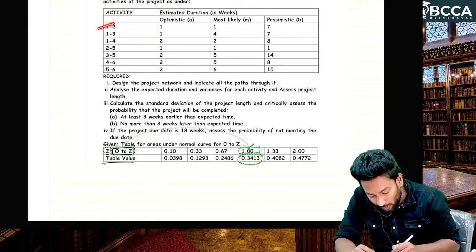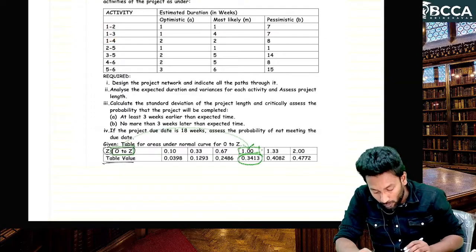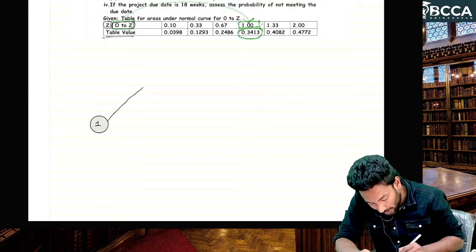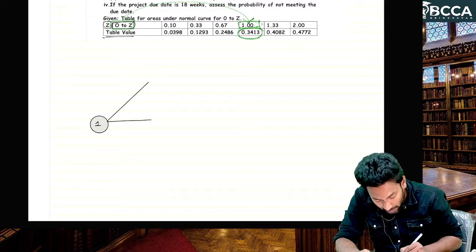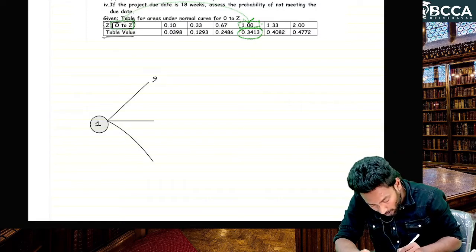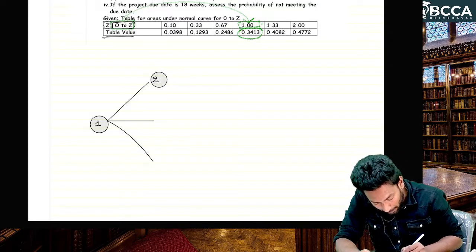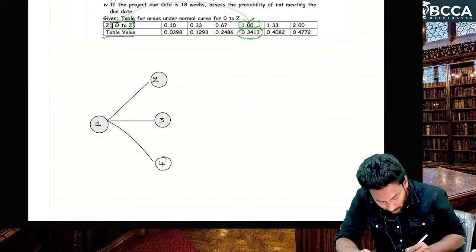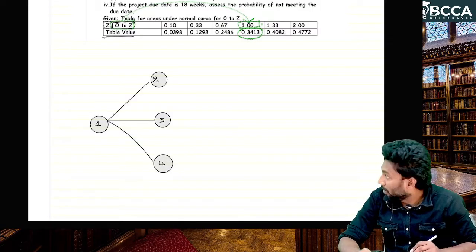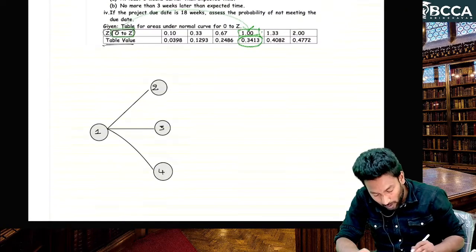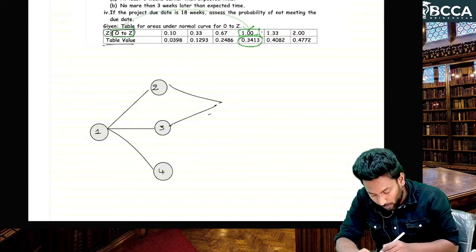Activities are 1-2, 1-3, 1-4. So 1 is the starting point. Take that one like this. From here we have 3 activities: 1-2, 1-3, 1-4. Then 2-5, 3-5. So we need to draw 2-5 and 3-5.